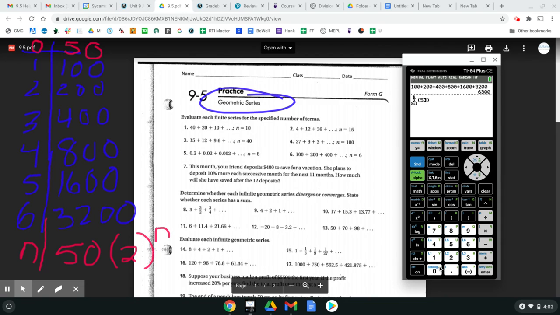So it's 50 times 2 to the x power. Let's see if it gives it to us. No!